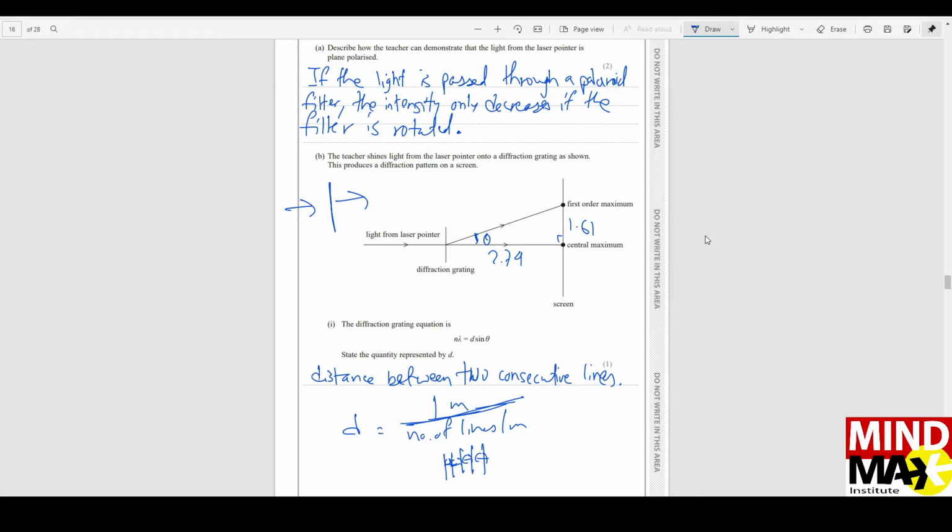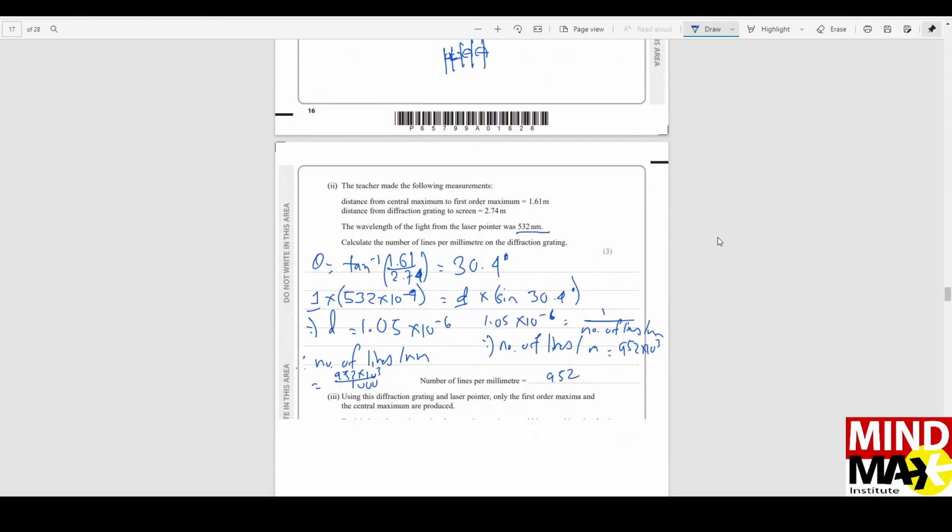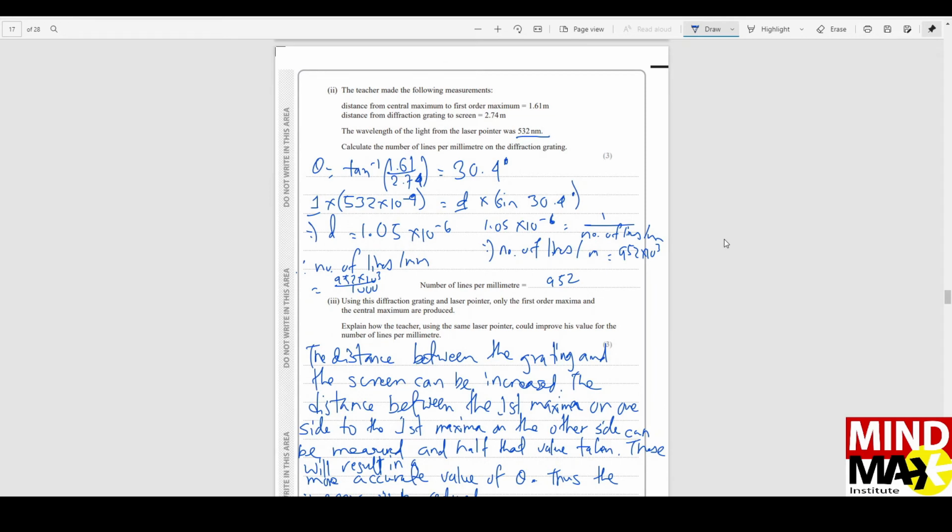Using tan theta, we can find the value of theta from this one, and that value of theta we put into this one, and from there we found the value of d first. The first value of d that we found was actually in the number of lines per meter. This was the number of lines per meter, but we need to find the number of lines per millimeter. So whatever value we found for the number of lines per meter, the number of lines per millimeter would be 1000 times lesser than that. Why?